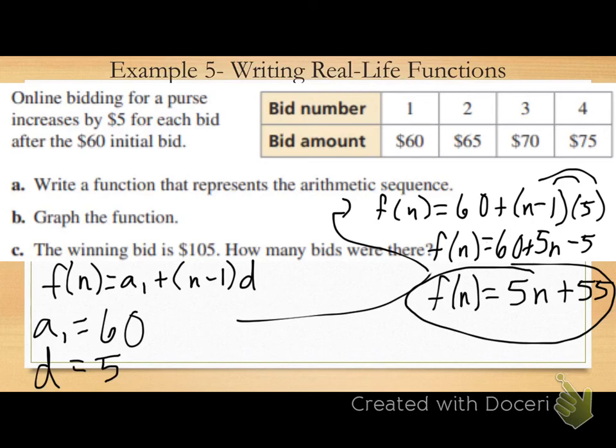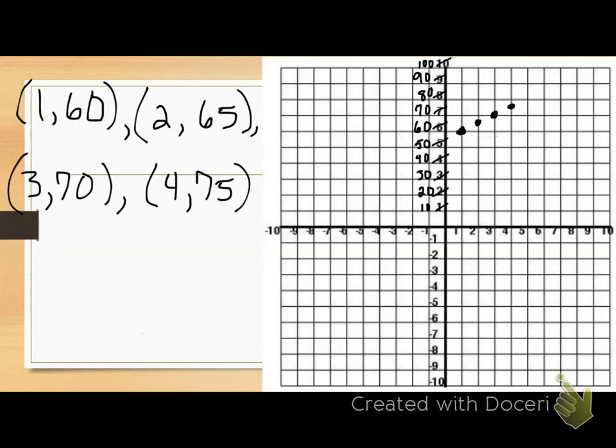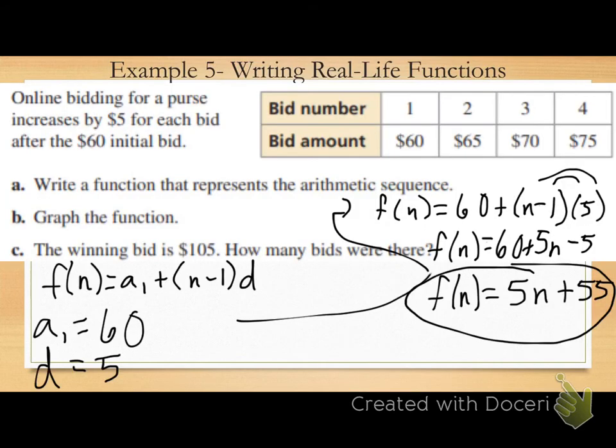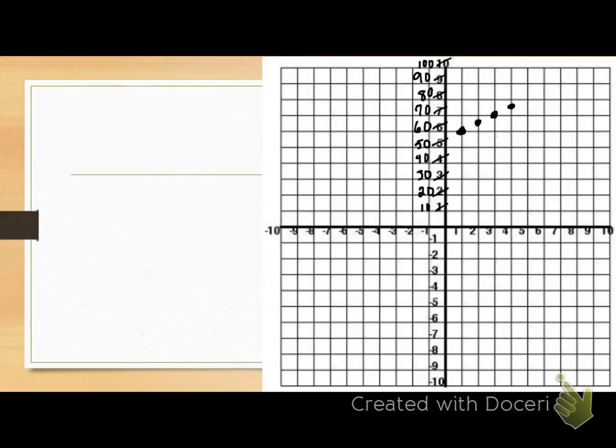Letter C. The winning bid is $105. How many bids were there to get $105? So, I'm going to use this room over here. We're going to use our function f of n equals 5n plus 55.